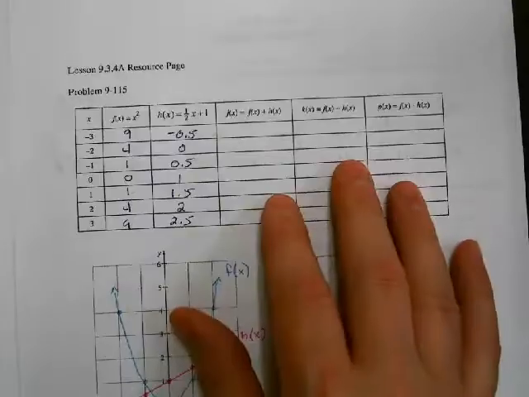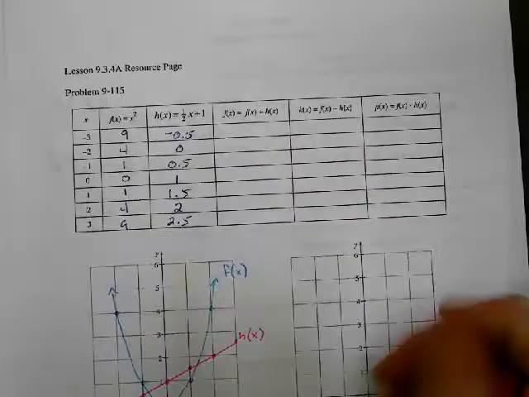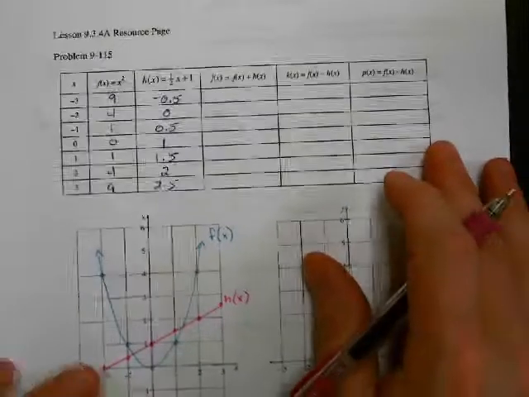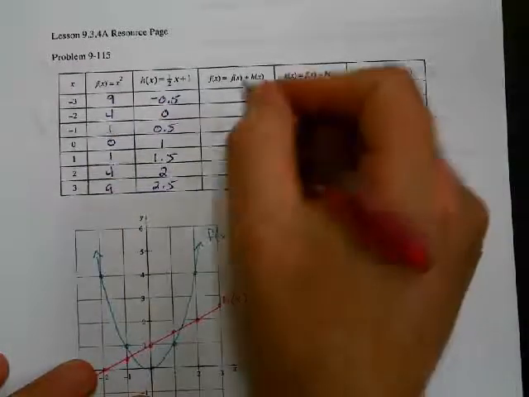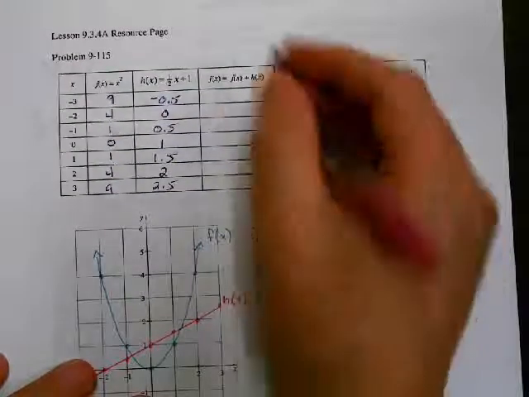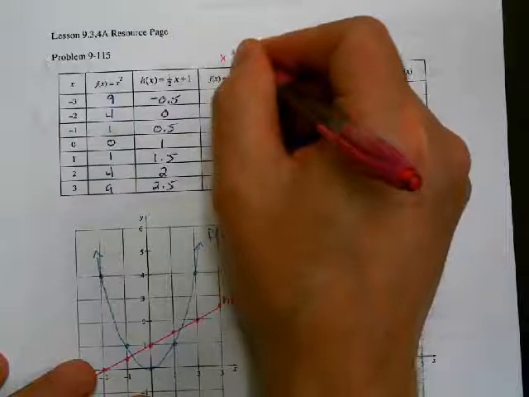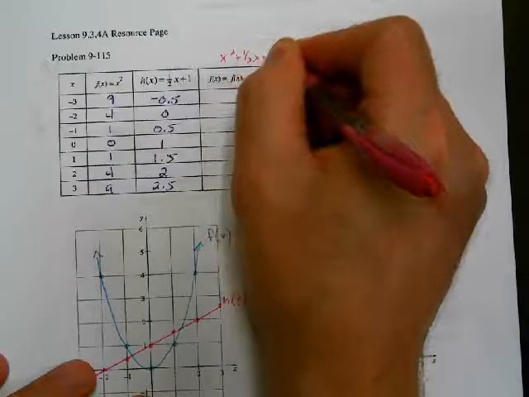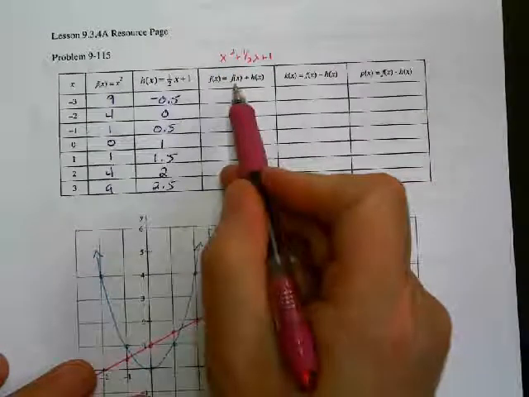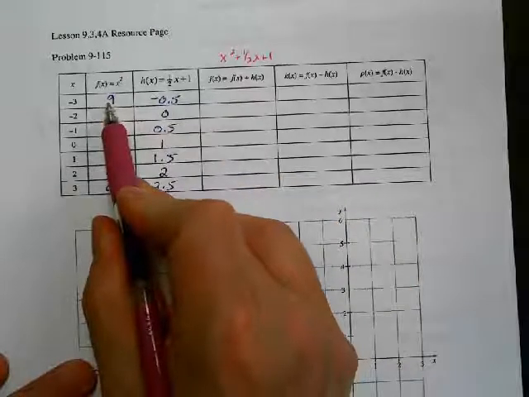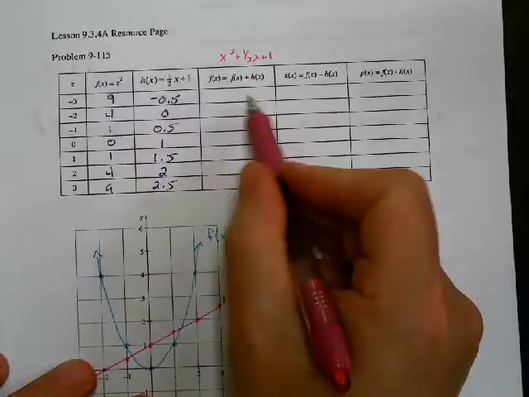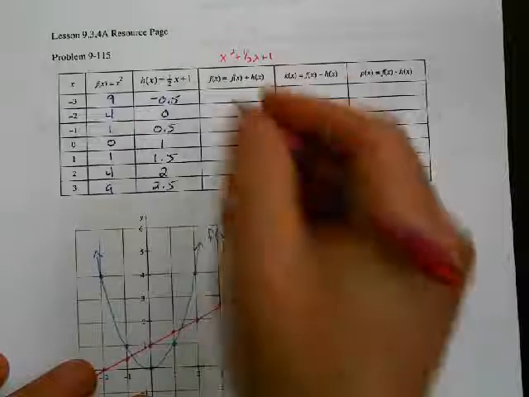So in j of x and k of x, we are adding the outputs together. Now, I don't have to re-plug in. Like, I know that f of x plus h of x would be x squared plus 1/2 x plus 1. But I already know the outputs. That's what f of x stands for. So I can just do 9 minus 0.5, because I'm adding these two together, and I would get 8.5 here.